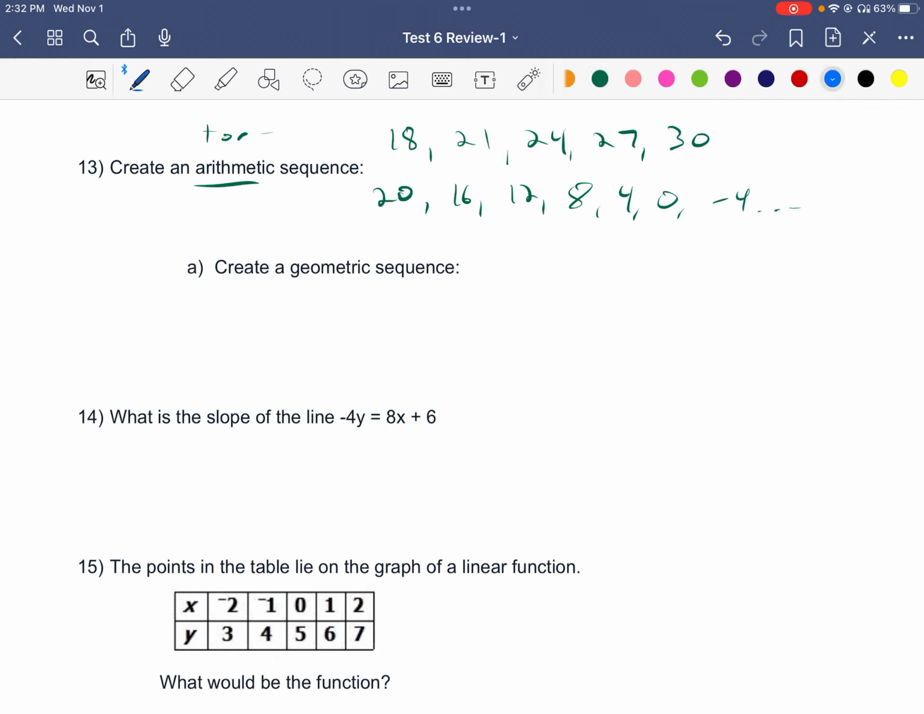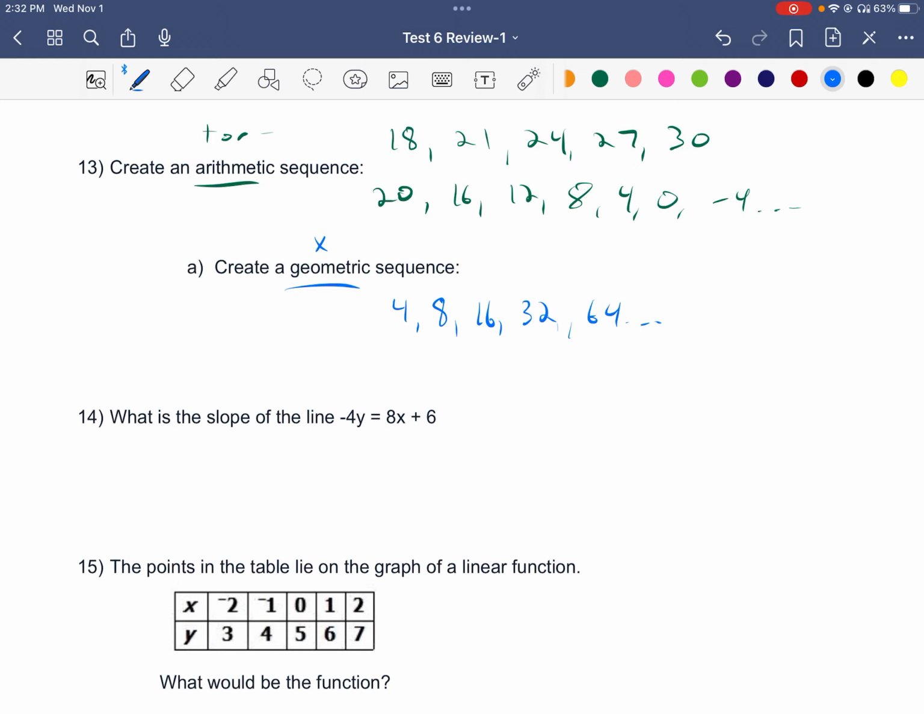A geometric sequence means that we are multiplying, whether that be by a number larger than 1 or smaller than 1, doesn't matter, but we're multiplying. So say we start with 4, and we're multiplying by 2. We'd get 8 and 16 and 32 and 64 and so on.